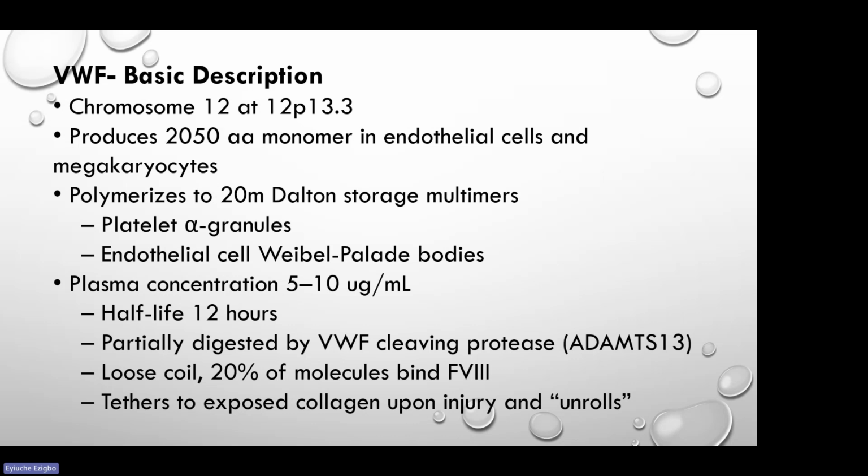It produces a 2050 amino acid monomer in endothelial cells and megakaryocytes, which polymerizes into multimers of 20,000 Daltons stored in the alpha granules of platelets and the Weibel-Palade bodies of endothelial cells. The plasma half-life, as we said earlier, is 12 hours. It is partially digested by the von Willebrand factor cleaving protease, that is ADAMTS13. Okay, all right. So these are some of the descriptions of this.